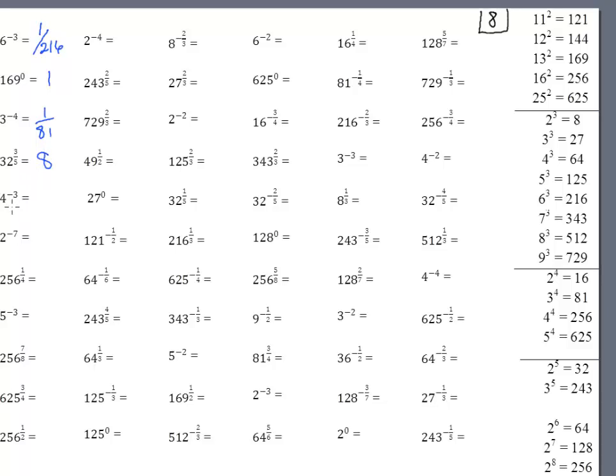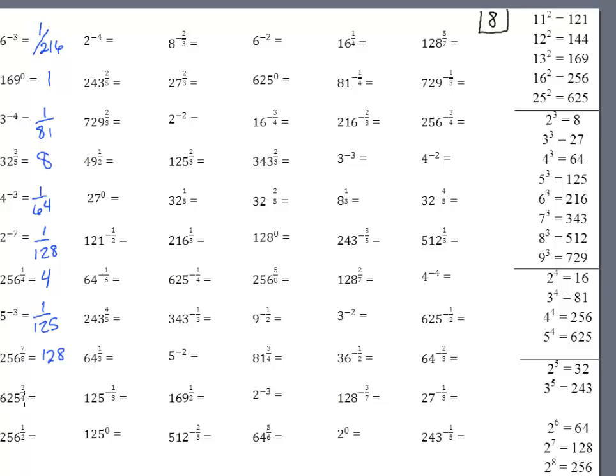4 to the negative 3rd power, that's 4 to the 3rd on the bottom, that's 1/64. 2 to the negative 7th power, 2 to the 7th is 128. Negative flips it on the bottom, so that's 1 over 128. 256 to the 1/4 power. 256, 4th root will give us 4. 5 to the negative 3 power, that's 5 to the 3rd on the bottom. 125. 256 to the 7/8 power, that's 8th root is 2 to the 7th power is 128.